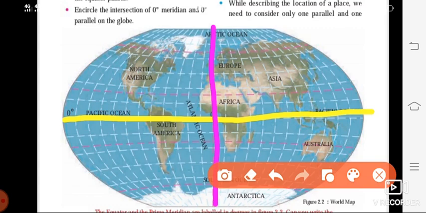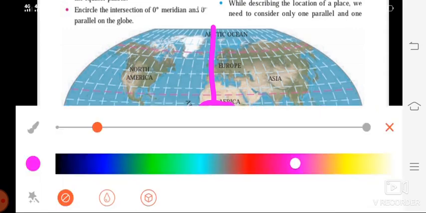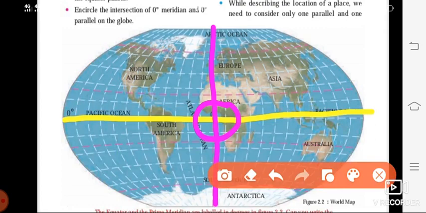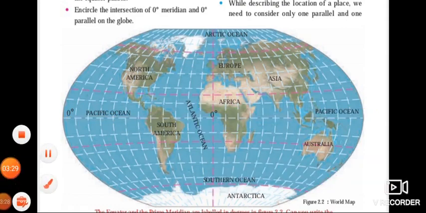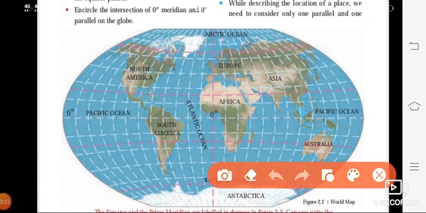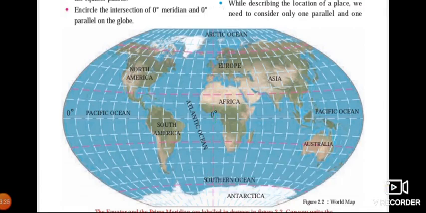Did you understand? Now where are they intersecting? Wherever I have shown you the circle, in between there you can see their intersection. See, I have shown it in green color. Okay, so that is the intersection of the 0 degree meridian and 0 degree parallel. So in your textbook how will you show it? You just color that 0 degree like this. Okay, with pencil. Next.